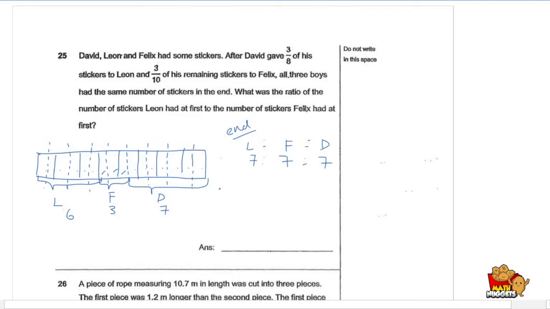So if that's the case, how do we find the ratio at first? We want the ratio of Leon to Felix at first. If Leon had 7 in the end and he received 6 from David, means Leon at first is 1. 7 minus 6. If Felix had 7 in the end and he received 3 from David, so 7 minus 3 is 4. So the ratio of Leon to Felix at first is 1 is to 4.